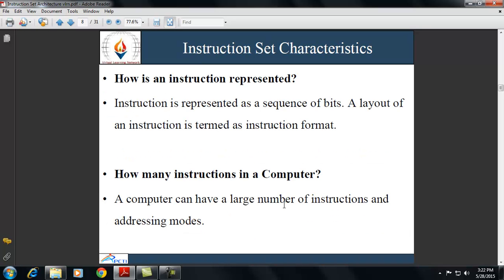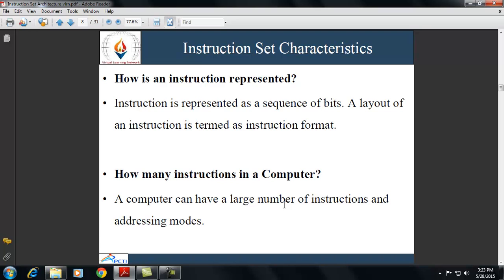Next is instruction set characteristics. Now, if we talk about the instruction set characteristics, the next question is how is an instruction represented in bits? An instruction is represented as a sequence of bits, and the layout of an instruction is termed the instruction format. It is primarily machine dependent, and the CPU instruction set can use many instruction formats at a time.